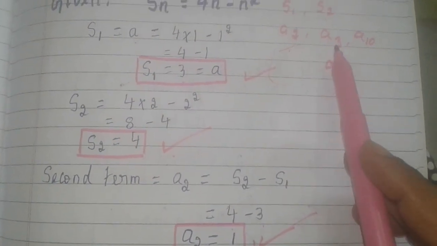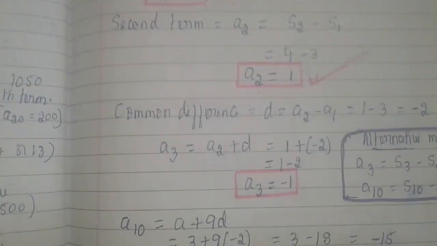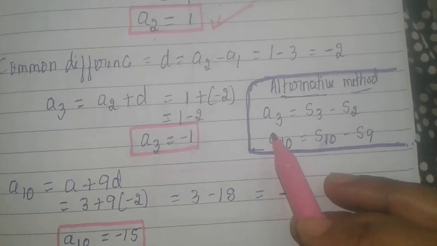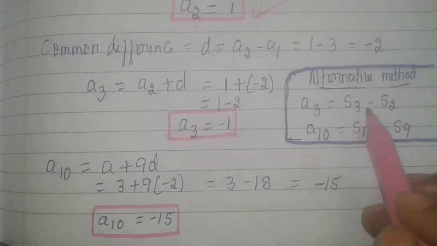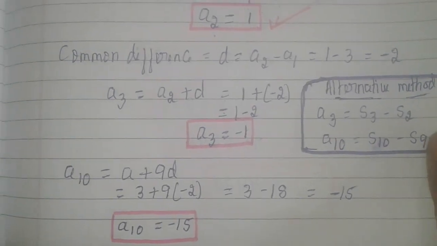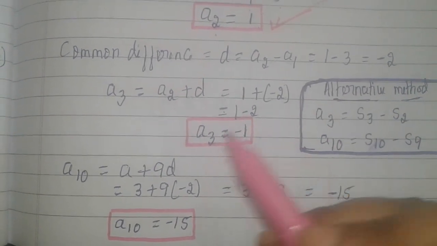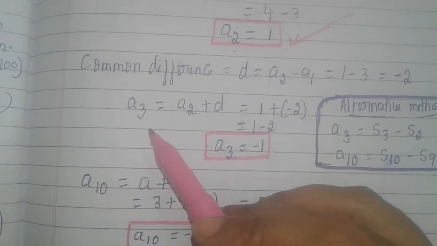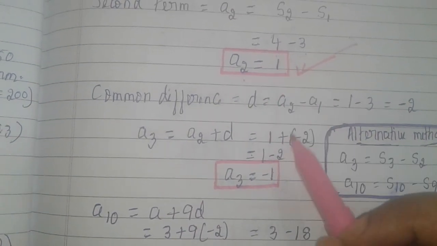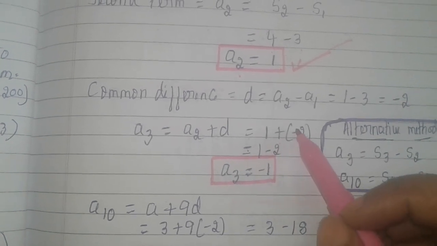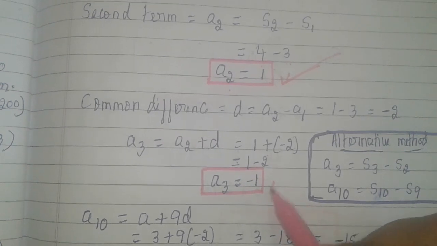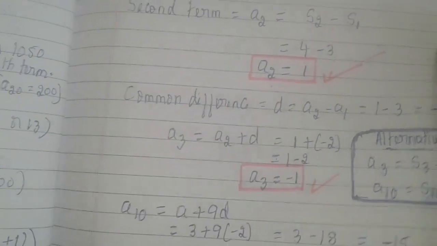Now I need to find A3. So remember children, you can find A3 in this method also. A3 equals S3 minus S2. But this is a little lengthy. Because I know A and D, I can go with the normal method. So A3 equals A2 plus D. I know A2, that is 1, plus D, which I just found out, is minus 2. 1 minus 2 is minus 1. So A3 is minus 1.